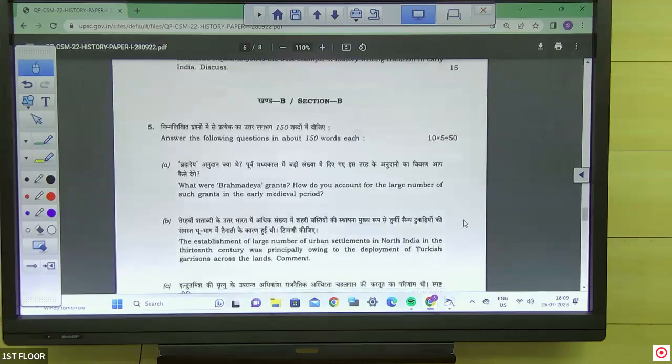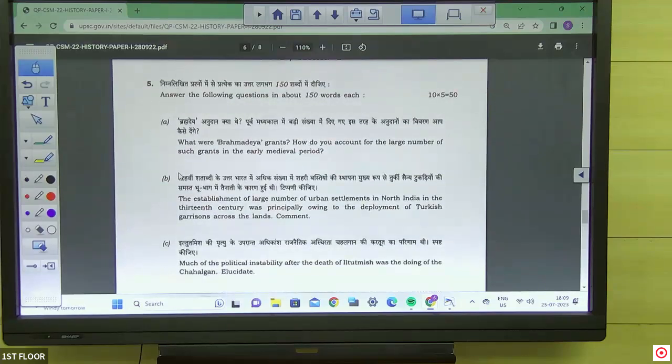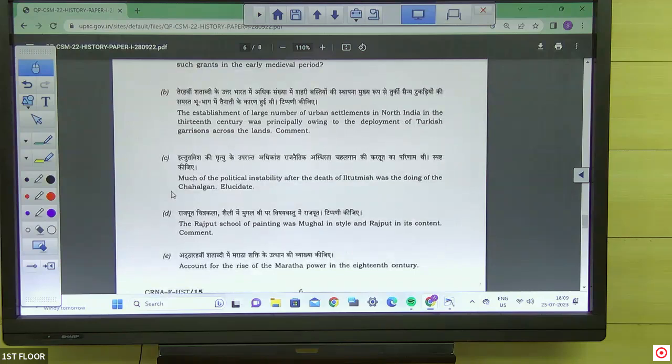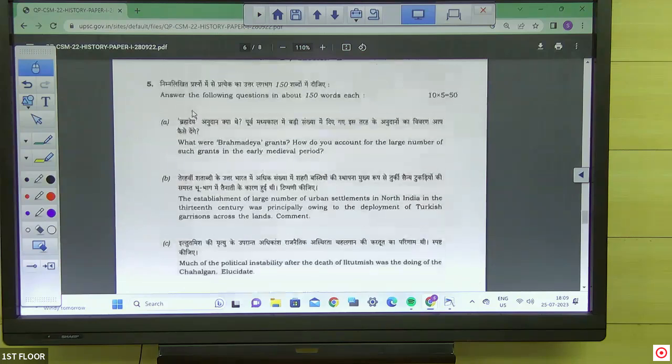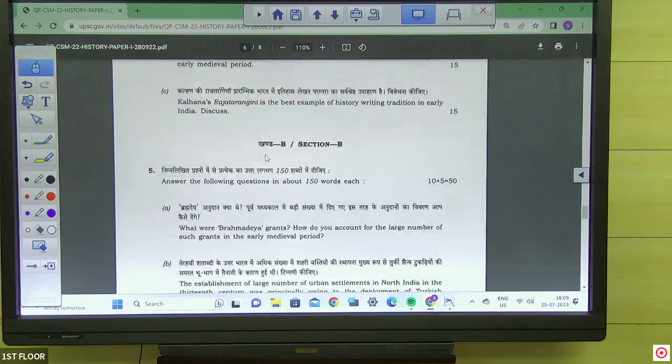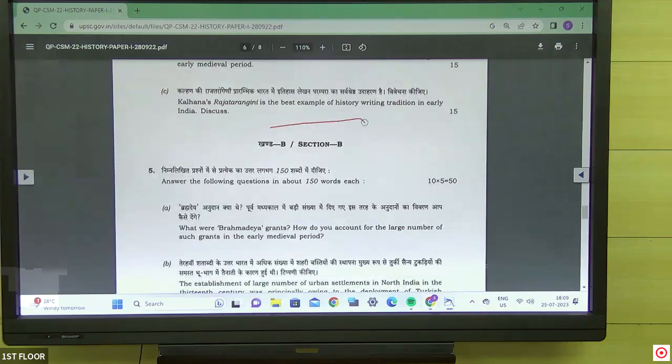Now come to the fifth question. The fifth question always consists of how many subtopics? 5. So ancient has the first map question, and the medieval first question is in Section B. Section B is medieval. Easy. The question structure will be like this. The fifth question will be like this.